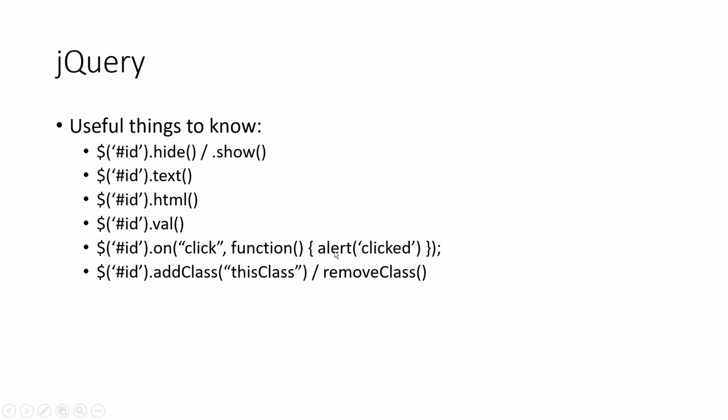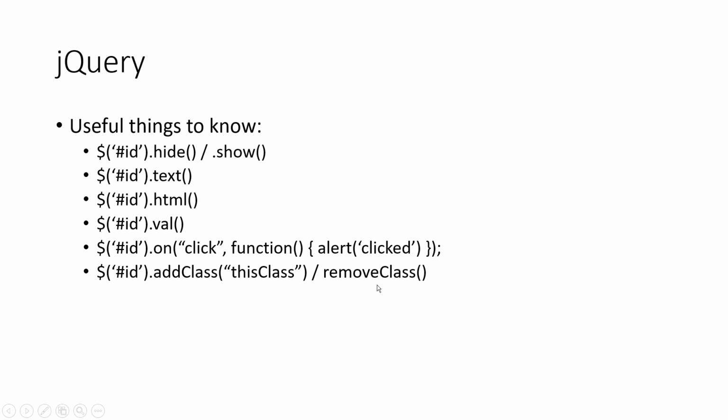Here's another example where you can add a class. Let's say that instead of an alert saying clicked, you have add class and then this class. Depending on if you click it, you can make it so that it toggles between different colors, right? So that this ID element toggles between being red and being blue or whatever. There's a lot of things that you can do within event handlers.